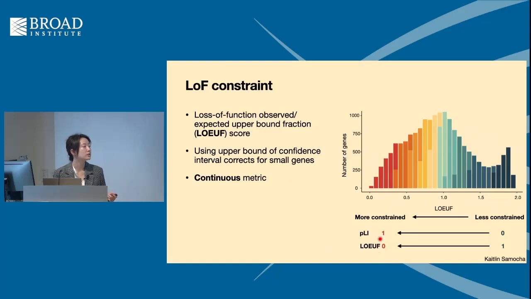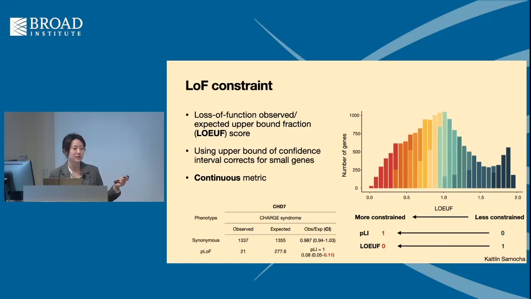The LOEUF score also ranges from 0 to 1, but you'll see that it's in the opposite direction of pLI. So a pLI of 1 is indicating that a gene is very constrained against loss of function variation, but a LOEUF score of 1 is indicating that a gene is not constrained. And finally, to bring this back into the gene example one more time, the pLI for this CHD7 is 1, but the LOEUF is 0.11.